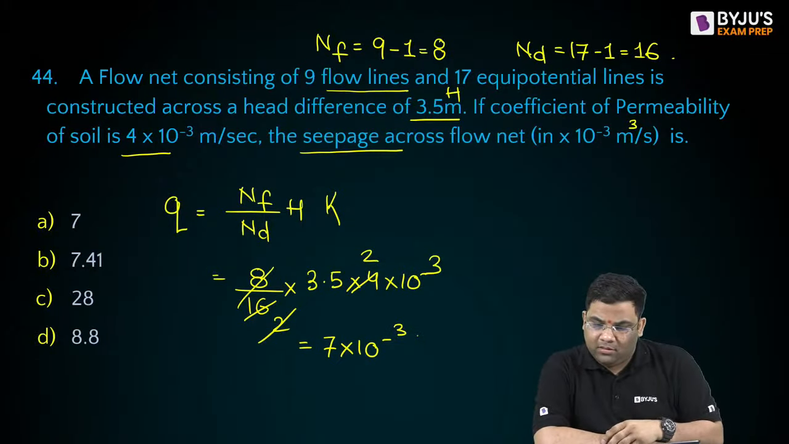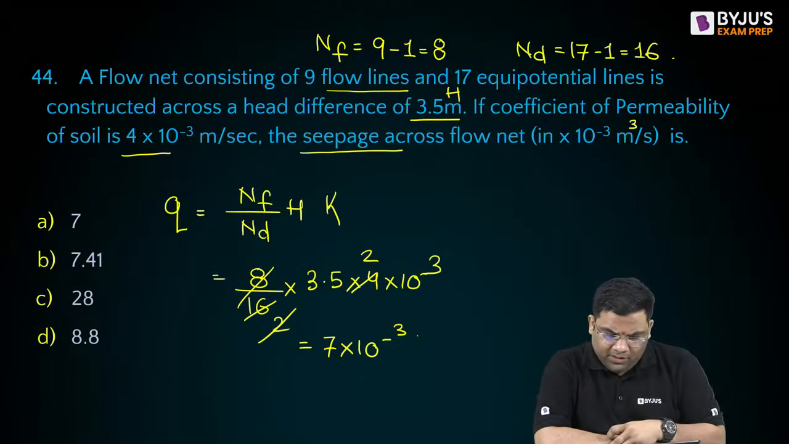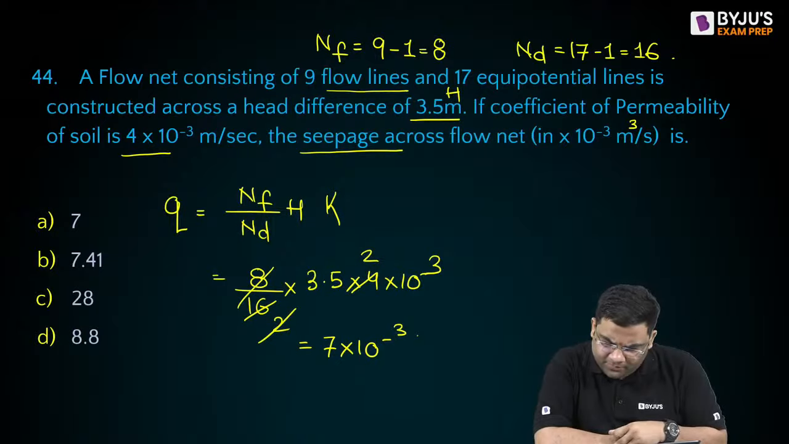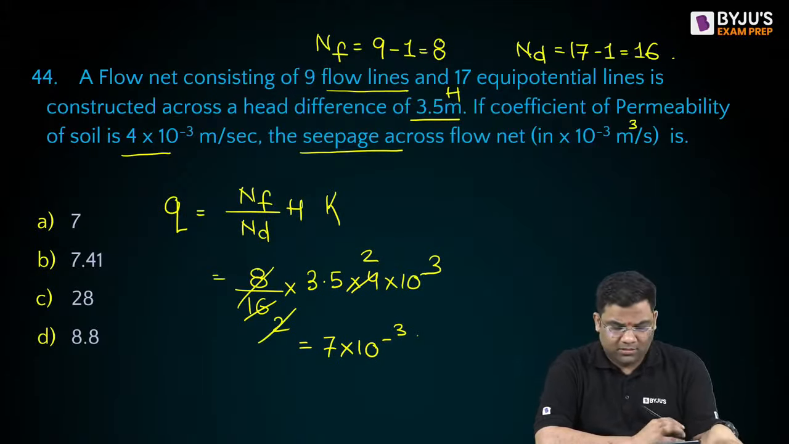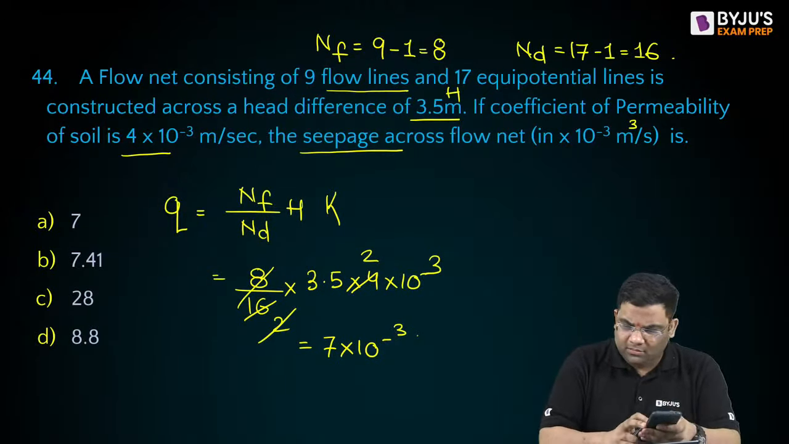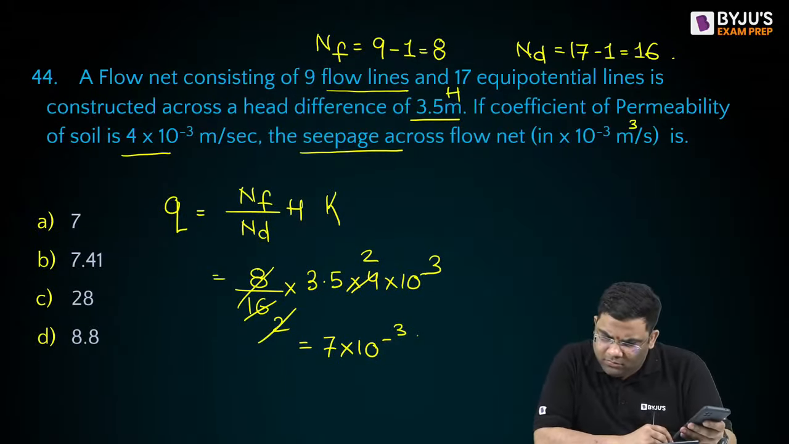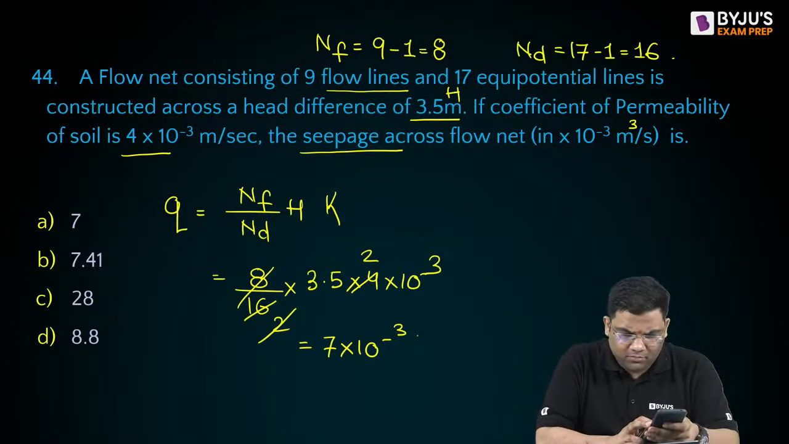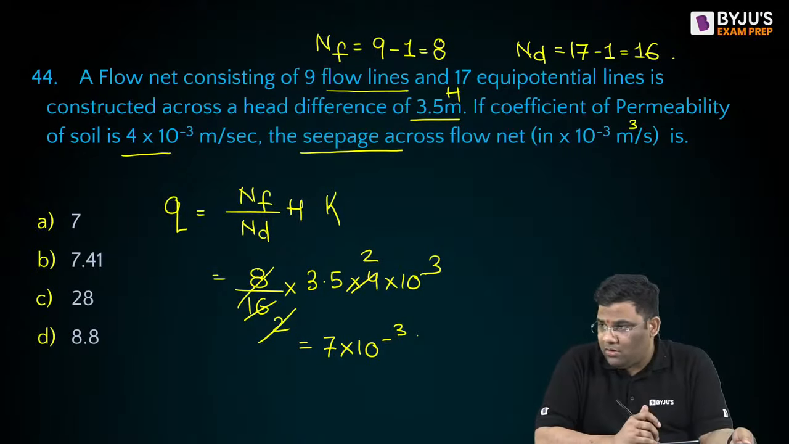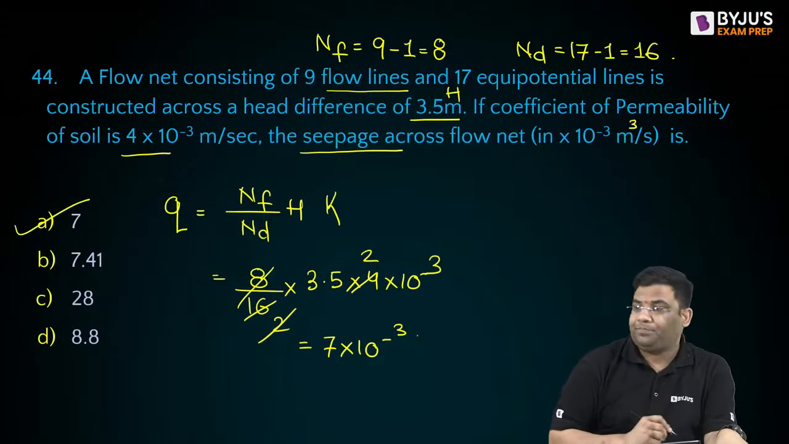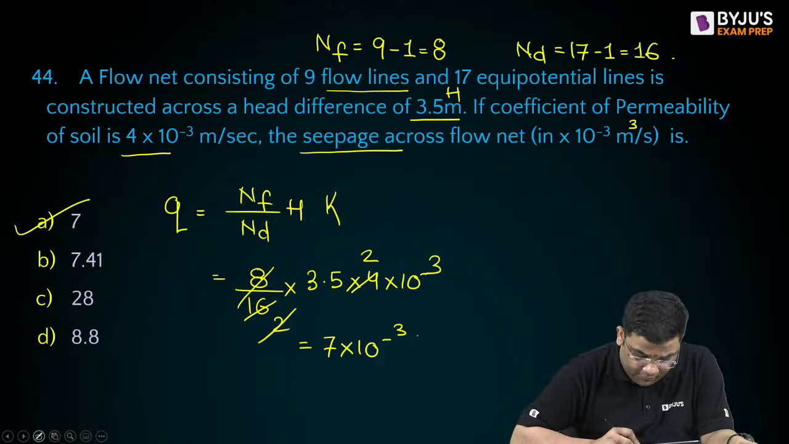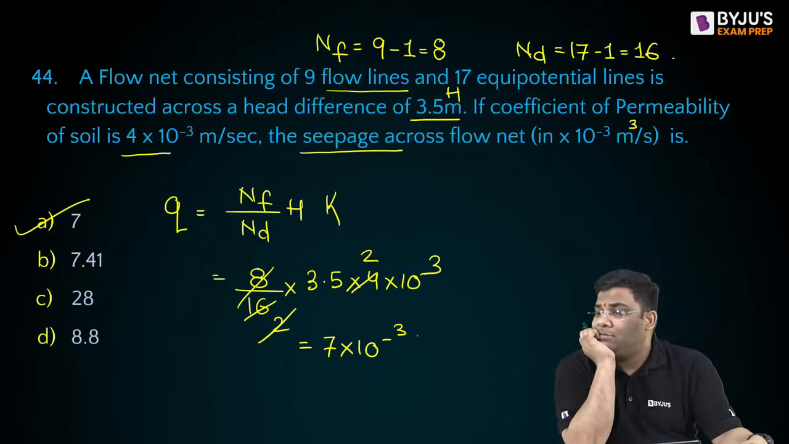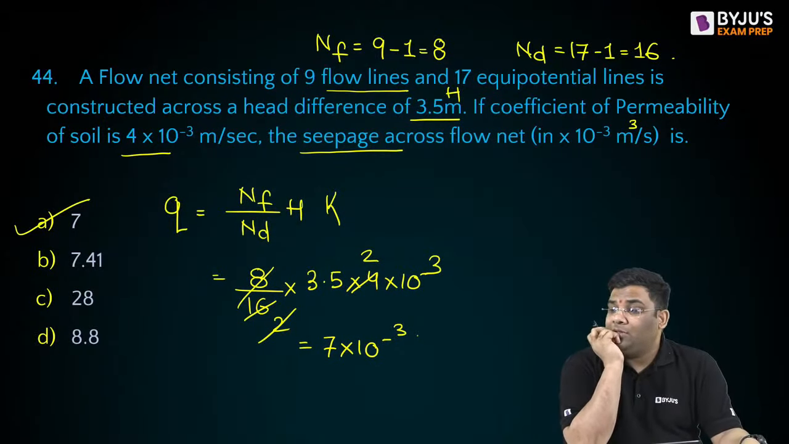Okay. See, have I made some error? No, it is 7, right? How are we getting 7.41? Seven, right? Okay, correct. Next question. Why are you not able to answer this question so fast? You should be able to answer this question fast.